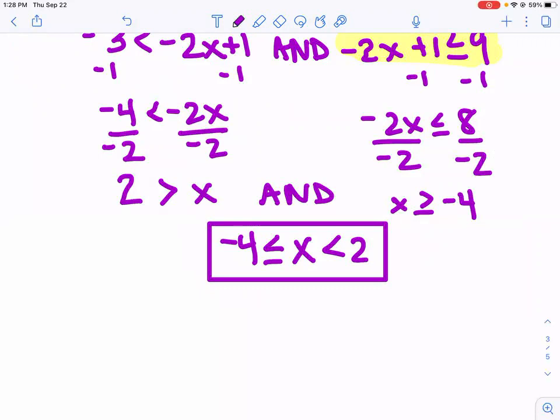So since x is squished, it's an and statement. X is squished in the middle. I put my smaller number on the left and my bigger number on the right. And then put your variable in the middle.